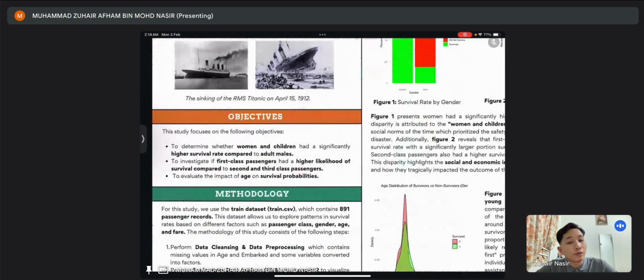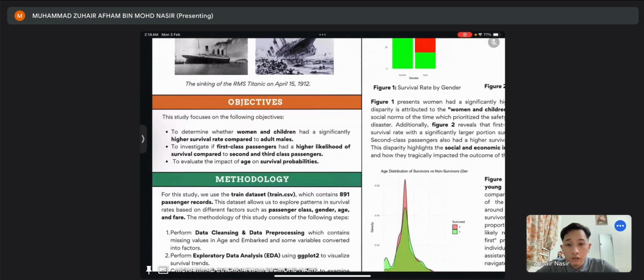Next we move to the objective. In this study, we aim to use statistical analysis and data visualizations in R to explore the key factors that influence and impact passenger survival, and also build a predictive model using logistic regression.